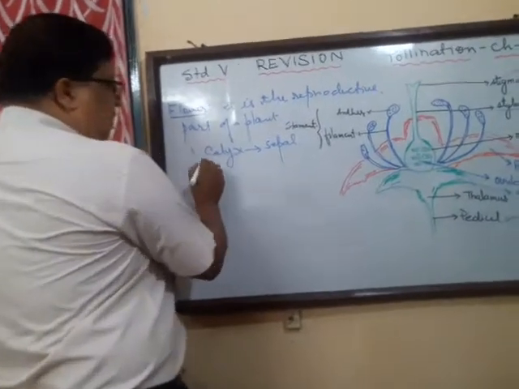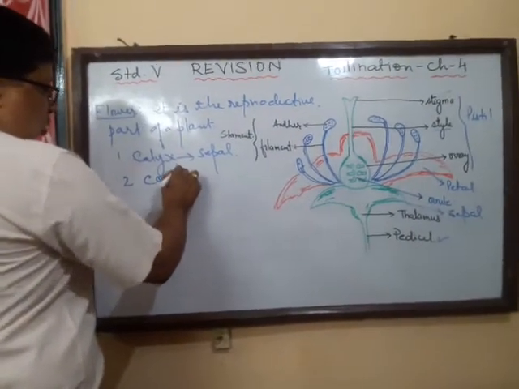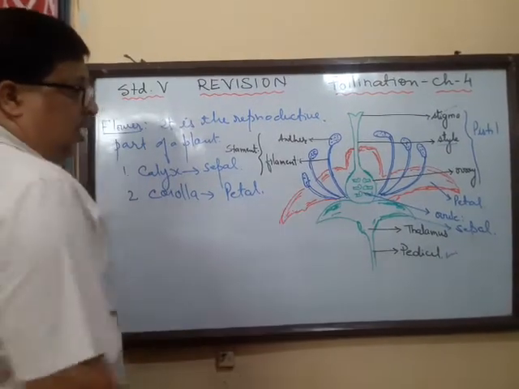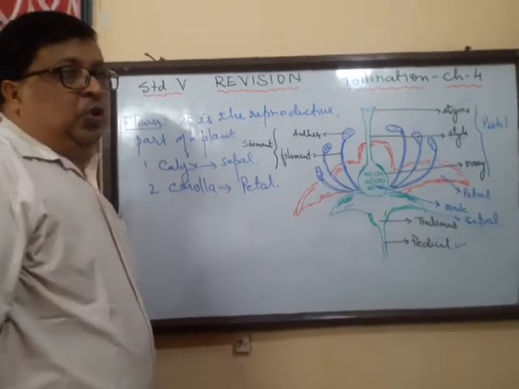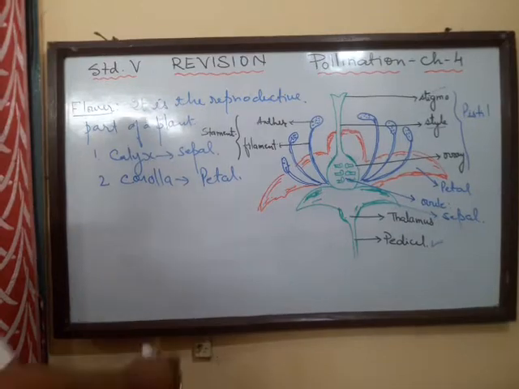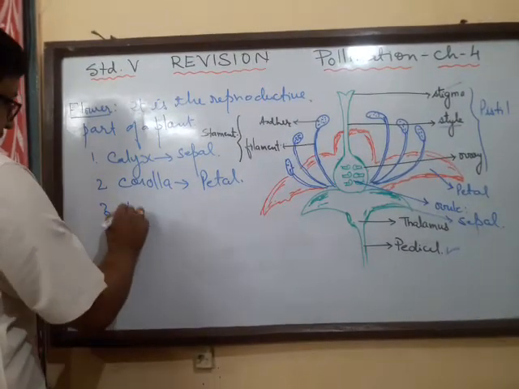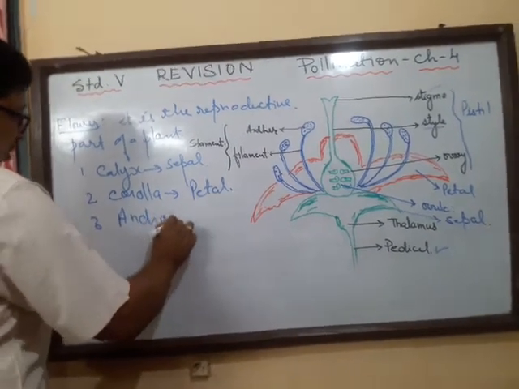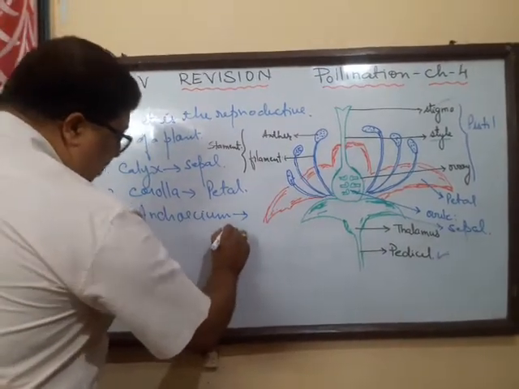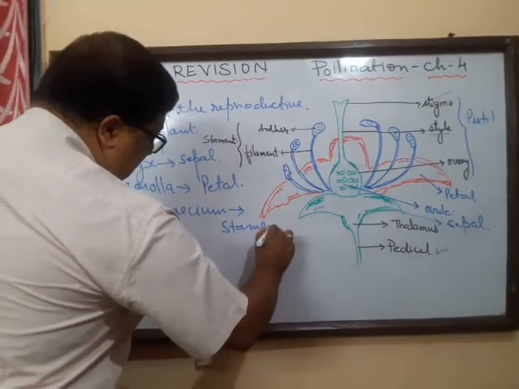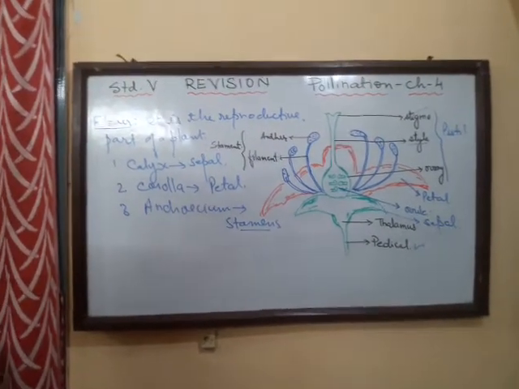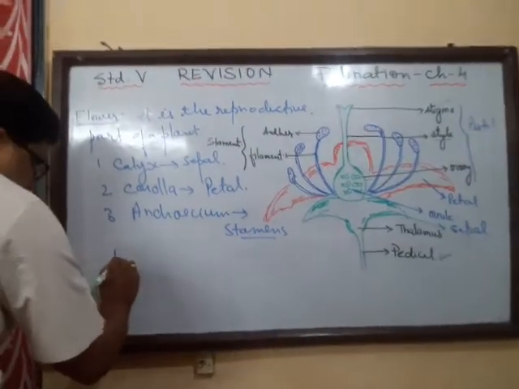Next whorl or the next part is the corolla, and each unit is the petal. Generally the petals are the red color that I have shown, that is large and showy, and it attracts the insects for pollination. Then we have got androecium. Androecium is also the male part of the flower, and the units are called stamens. So this stamen actually is the male unit of the plant. And the fourth is the gynoecium.